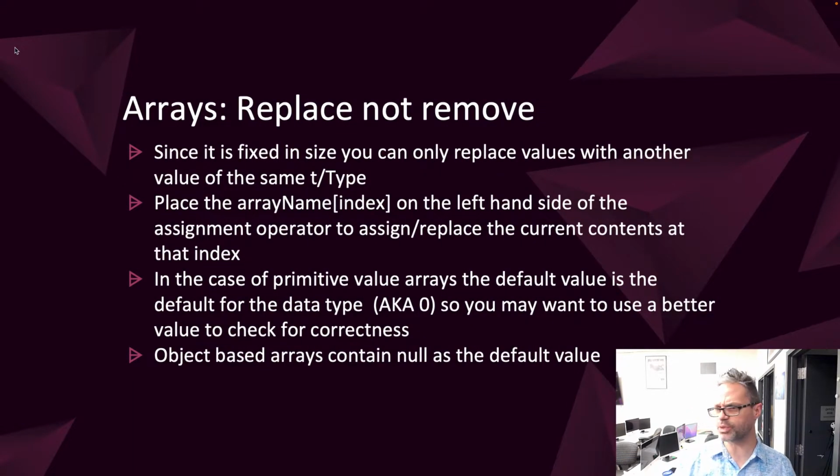Arrays, we replace, we don't remove. And so they're fixed in size. You can only replace values inside it with a value that's of the same type. And so when you place the array name subindex on the left-hand side of the assignment operator, aka the equal sign, you assign a value or replace what's inside that current content.